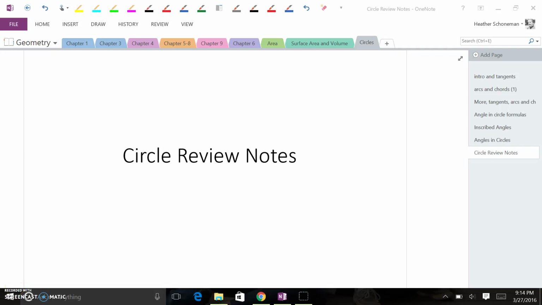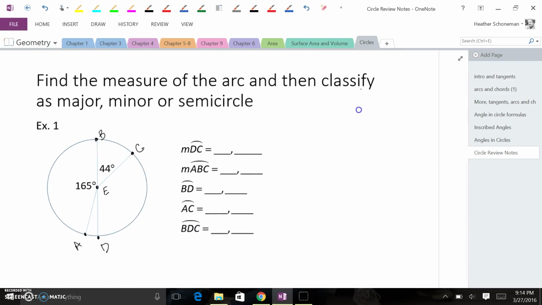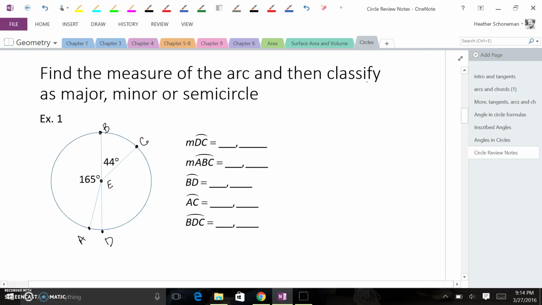We've been studying a lot about circles, so today we're going to review some of the topics, and then you'll get to do an assignment over circles so that you're ready for your quiz on Monday. Okay, so let's start. We did problems when we had to find the measure of the arc, and then classify them as major, minor, or semicircle.